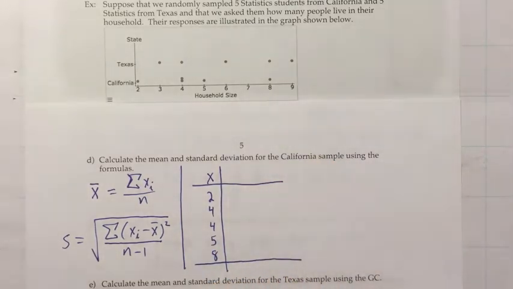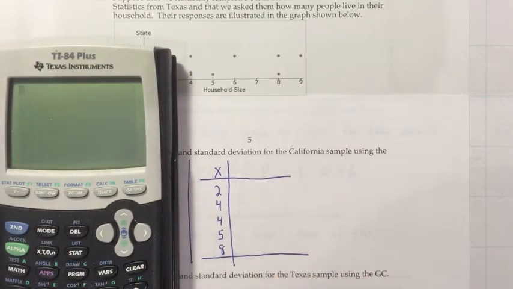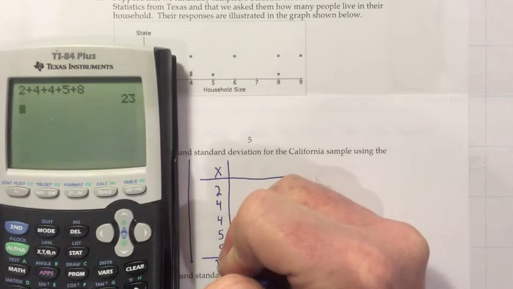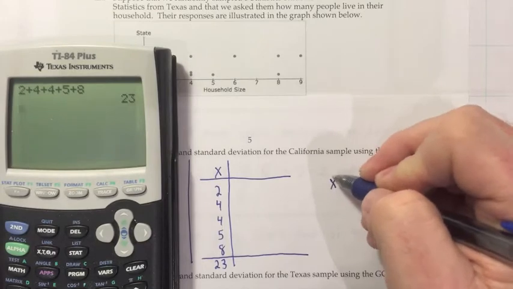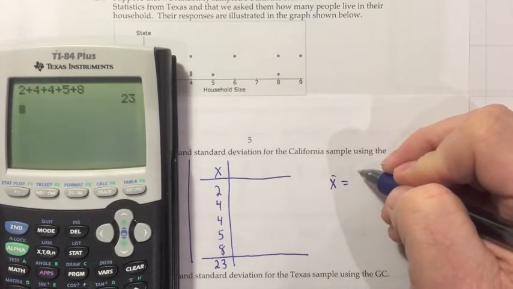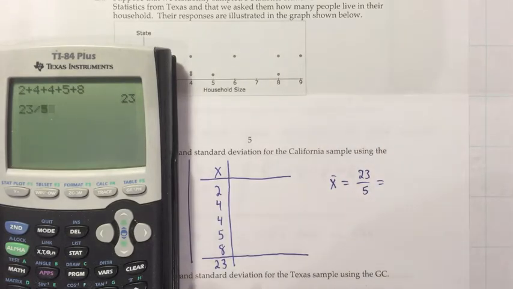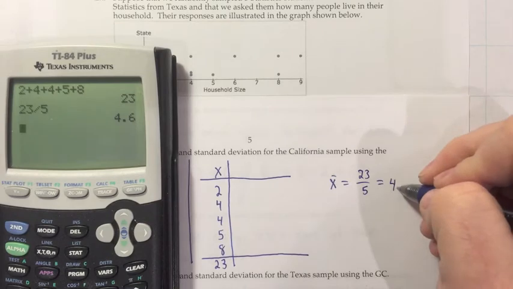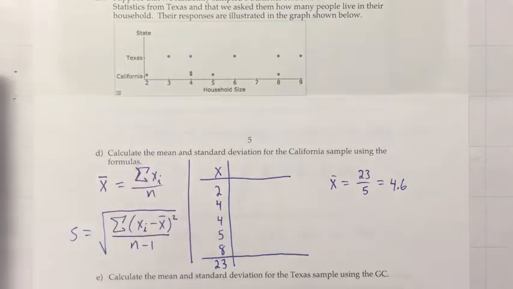And the first thing that I would need from that is the sum. So we just bring in the calculator real quick and add those up. 2 plus 4 plus 4, that's 10, plus 5 is 15, plus 8 is 23. And then the X bar value would be equal to that sum divided by the number of data values, which is 5. So 23 divided by 5 is 4.6. So there's the mean household size for California, at least for that sample of 5 students' households.